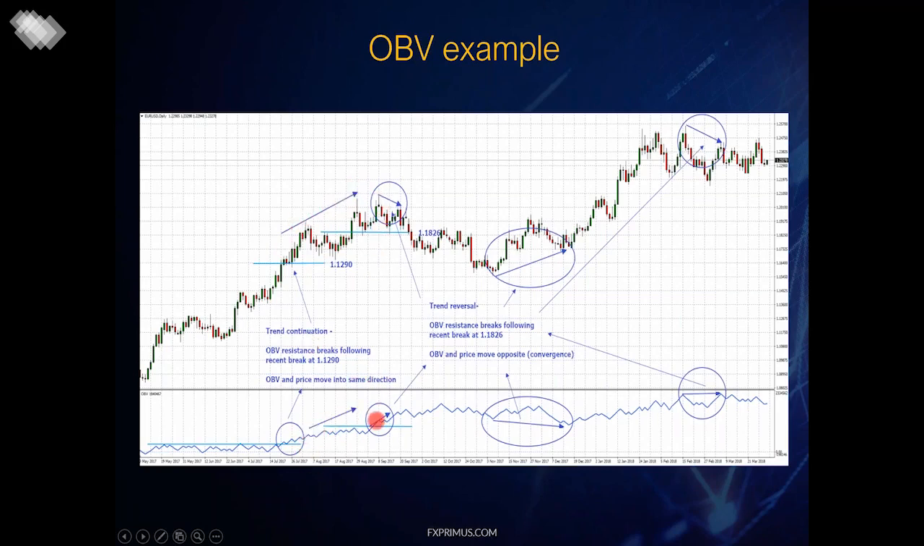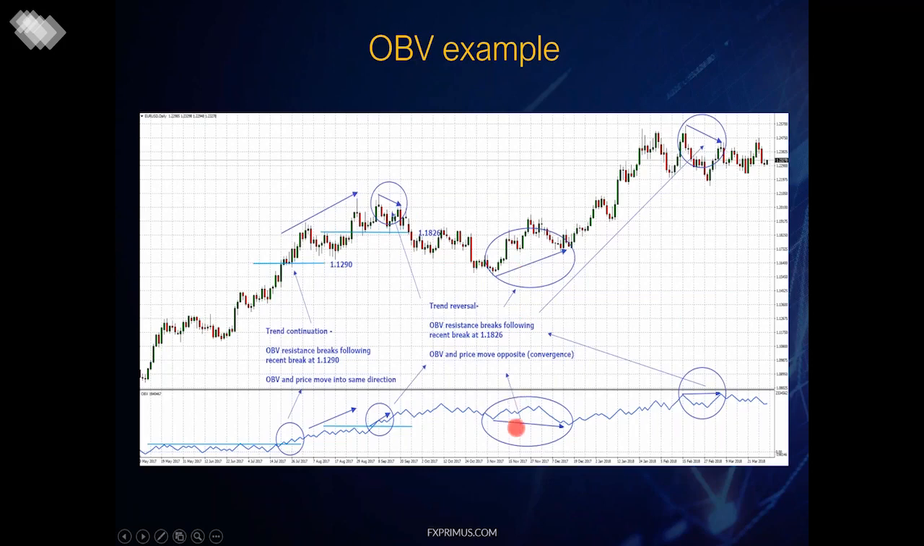Now over here, okay, we will see a trend reversal. The OBV resistance breaks following the recent break at 1.1826. The OBV and the price here move in the opposite direction. So there is a divergence. And what happens is that the market is falling. Okay?